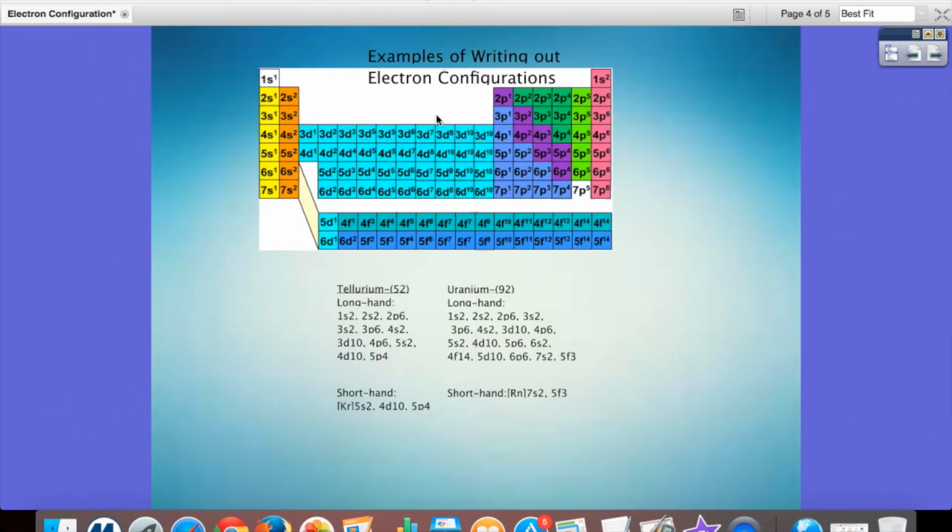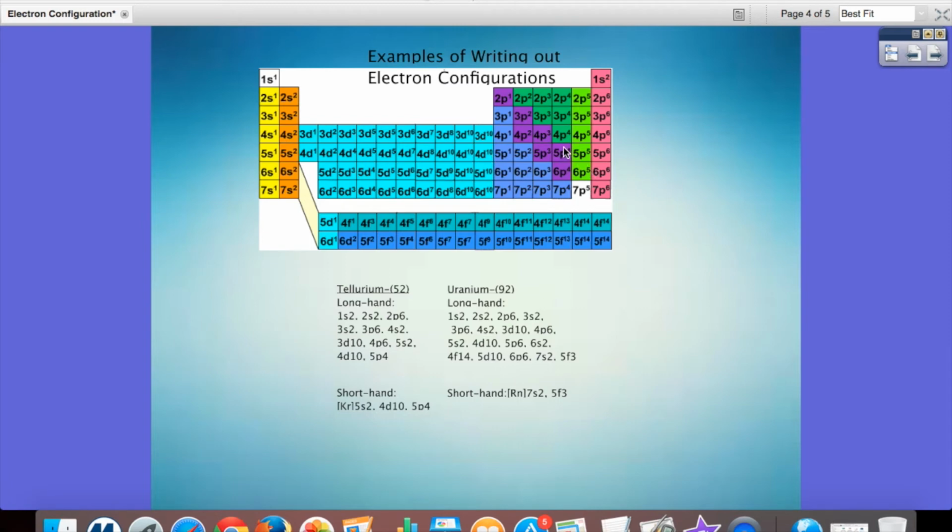Here are some examples of writing out electron configurations. The first example is tellurium, which is number 52 on the periodic table, right here. You can't see that, but it's right here. For the longhand way, you just fill out the electrons as so: 1s2, 2s2, 2p6, 3s2, 3p6, 4s2, 3d10, 4p6, 5s2, 4d10, and then you end up here, 5p4.